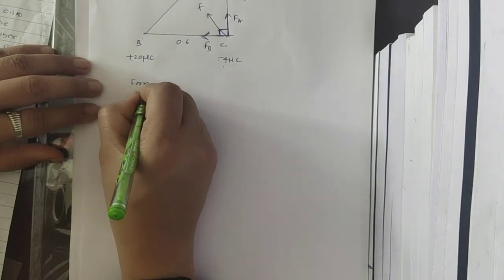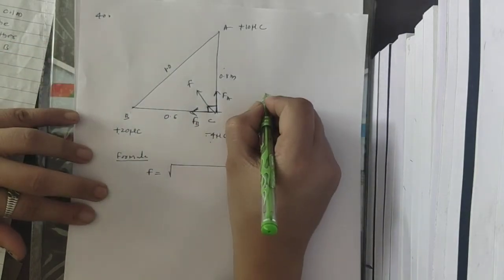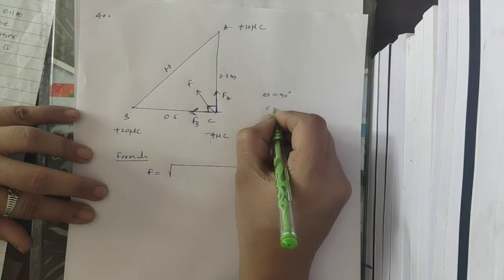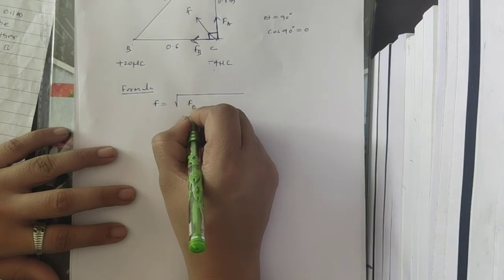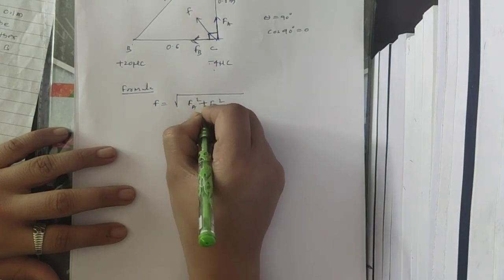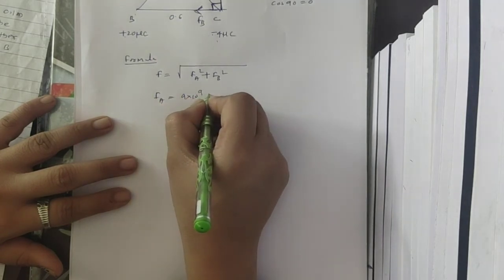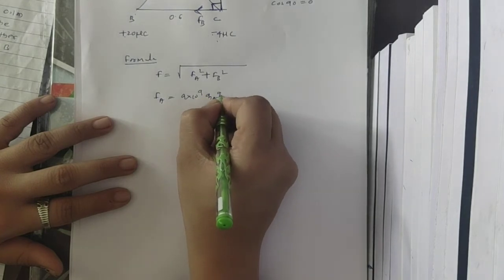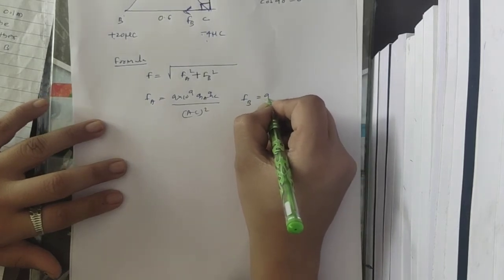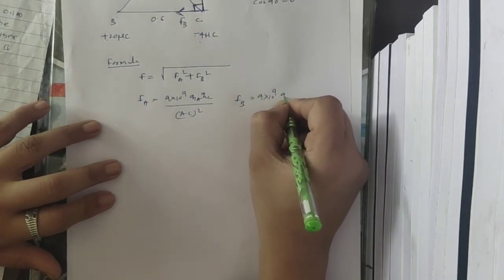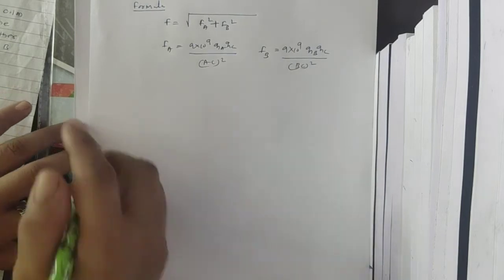We will write formula. So here theta equal to 90 degree, cos 90 degree is 0. So directly I take FA square plus FB square. Okay, we will write formula for FA. FA is force between A and C. And FB is force between B and C. Okay, we'll do calculation.